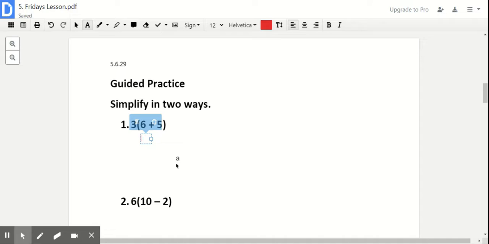Distributive property. So my first step would be to do 3 times 6 plus 3 times 5. My next step will be, of course, to solve for the 3 times 6, which is 18, plus 3 times 5, which is 15, which leads me to my final answer of 33.